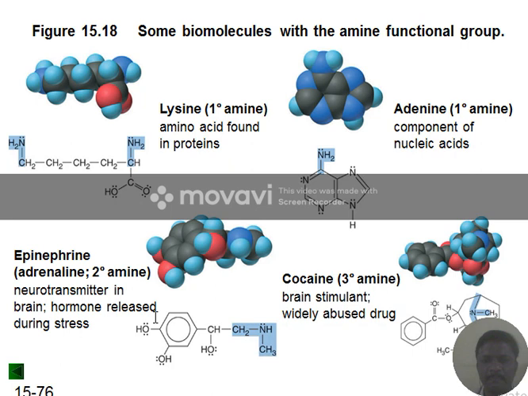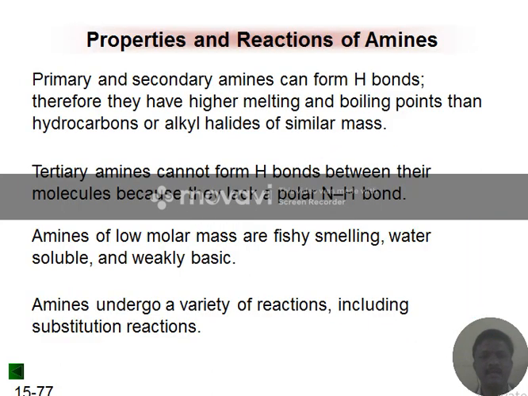And what about tertiary? Here 1, 2 and 3, R, R1 and R2 are directly attached to this particular nitrogen atom. The best example is cocaine. Cocaine is a brain stimulant which stimulates the activity of the brain, and is widely abused. Okay, so these are the examples of primary amine, secondary amine, and tertiary amines.